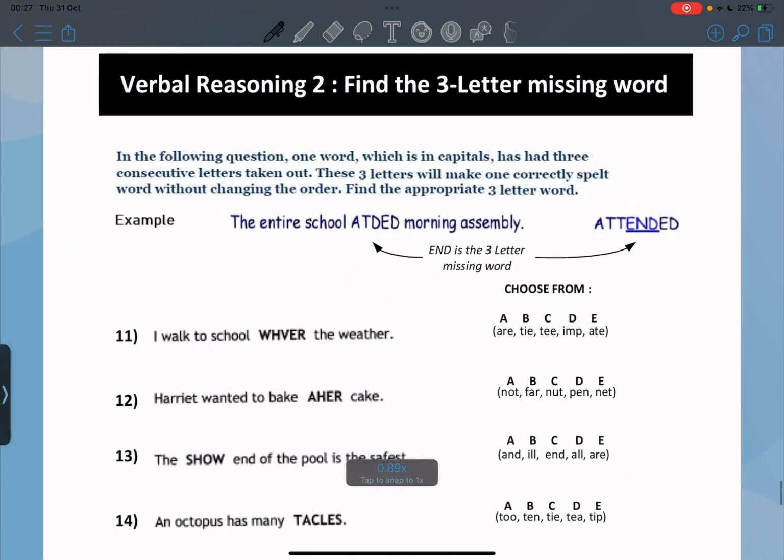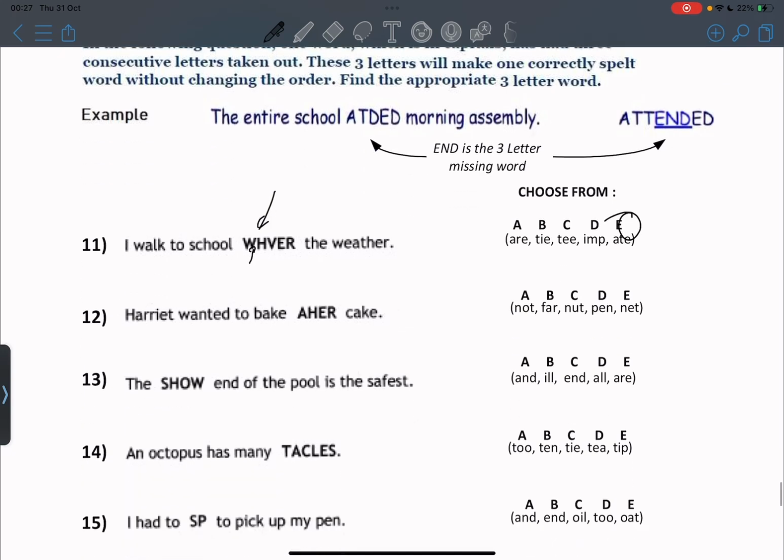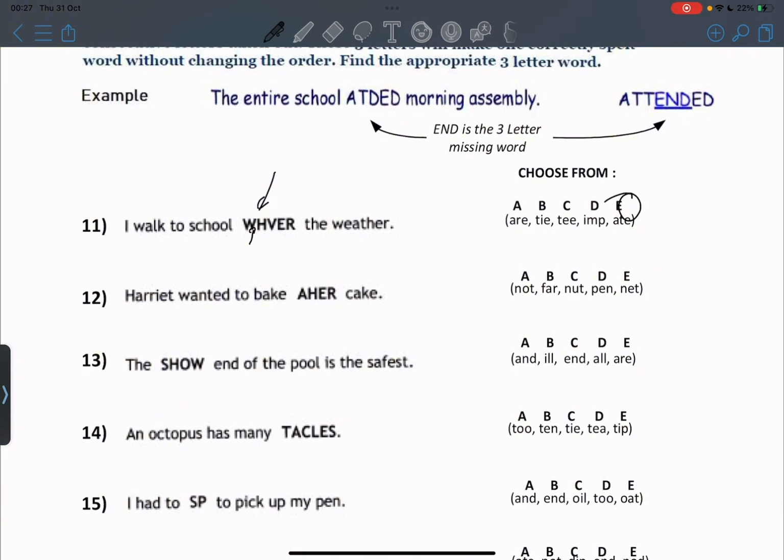Okay, verbal reasoning, find the 3-letter missing word. So with these ones, we have to put 3 letters into this word to make it make sense. So I walk to school, something, the weather. So this is probably going to be whatever the weather. So if you put 8 right there, whatever. For question 12, if we put not right here, it'll be Harriet wanted to bake another cake.